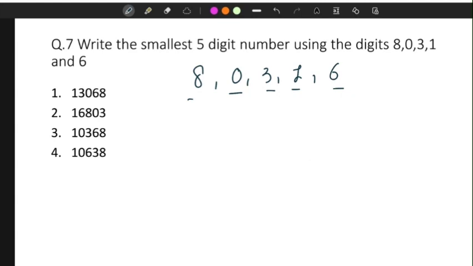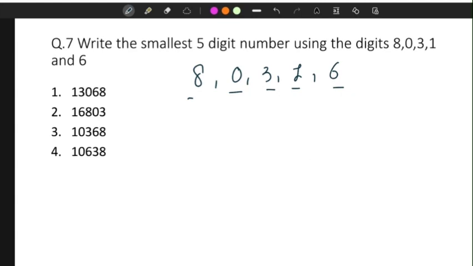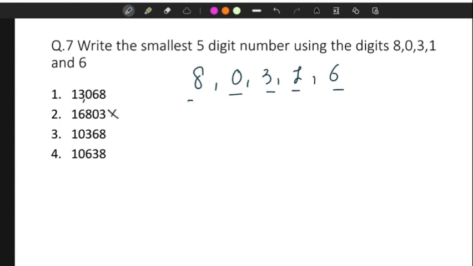If we look at the first option, it gives us 13,068. The second number is 16,803, which is the wrong option because we have to find the smallest number, not the largest one. This is the largest one. The third option is 10,368. If we compare the first and the third option, the first option gets eliminated because it is talking about 13,000 and the third option is talking about 10,368. So 10,000 is the lesser number.